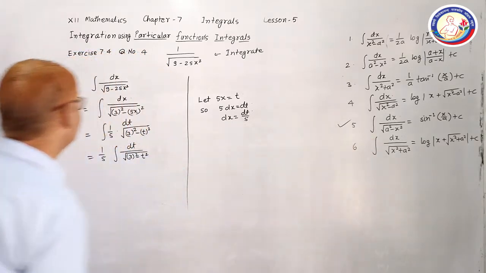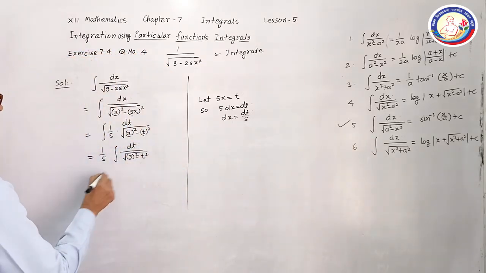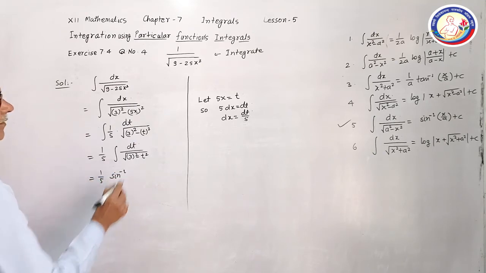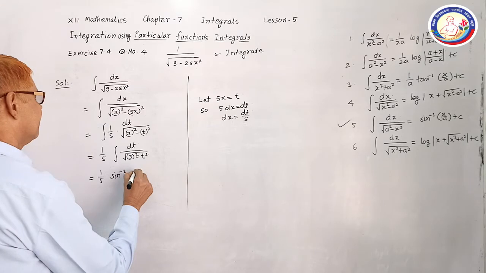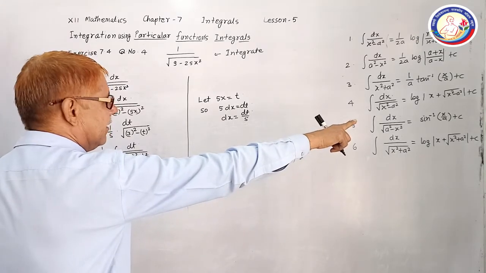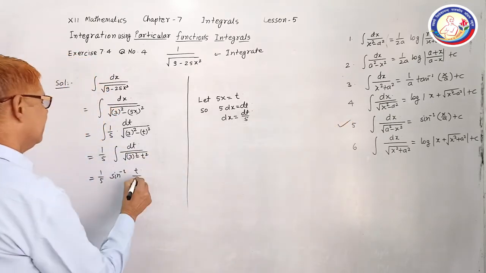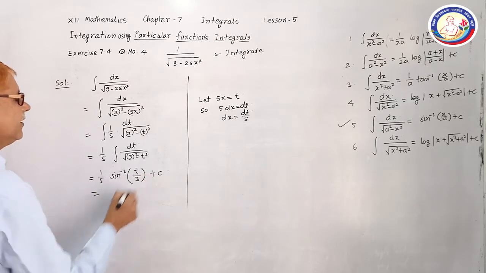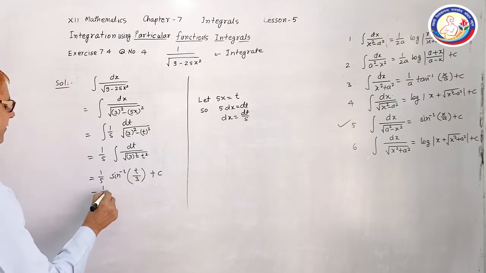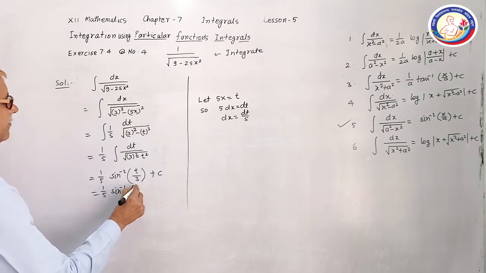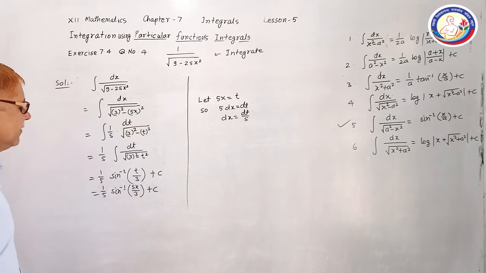Now, using this formula, we can write direct integration of this as 1 upon 5 sine inverse t upon a, where the value of a is 3. So t by 3 plus the constant of integration. Put the value of t again here. We shall get 1 upon 5 sine inverse 5x upon 3 plus c. This is the answer.